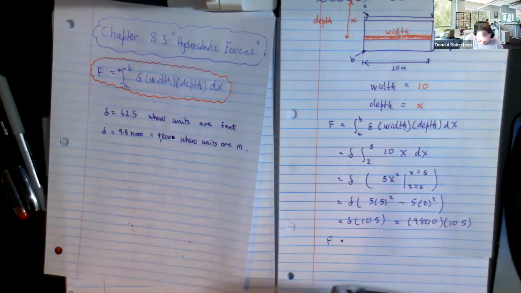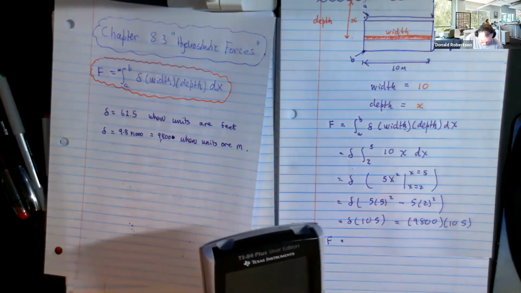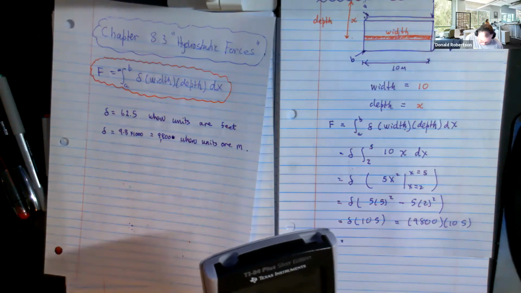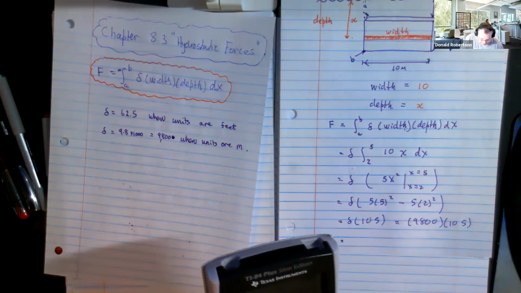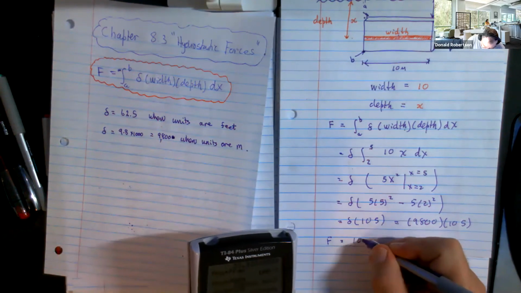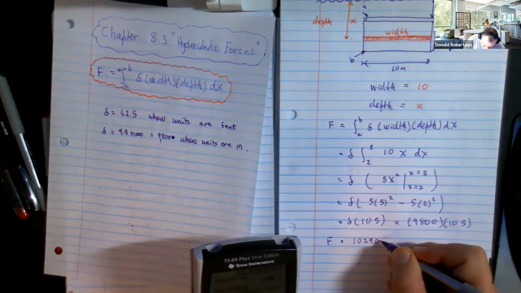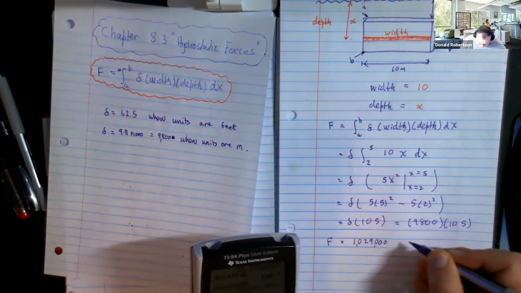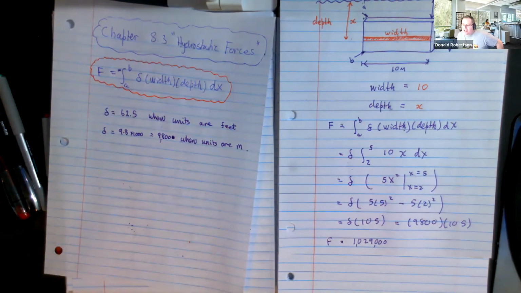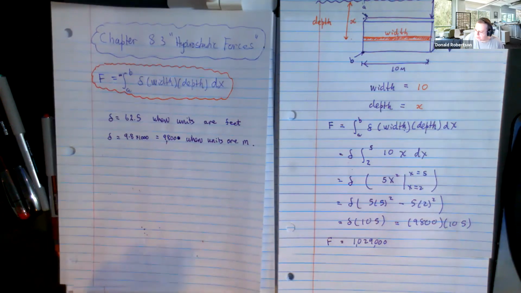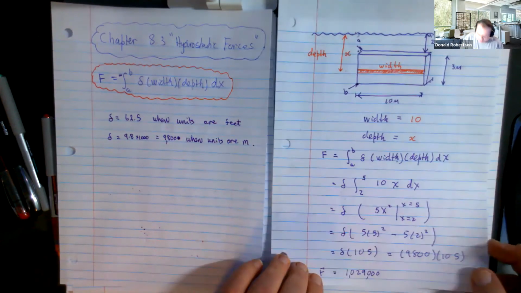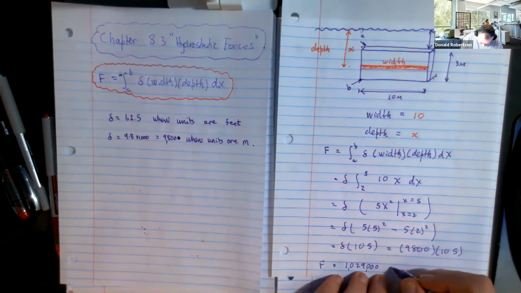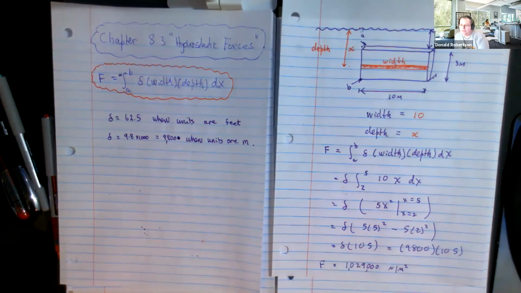It's a huge number, as a lot of these questions are. 9,800 times 105, and that ends up being 1,029,000. In other words, 1 million and change newtons per meter squared, I think someone told us last time. And I don't really care if you don't know that or if I'm wrong. What I do know is that the answer is that.